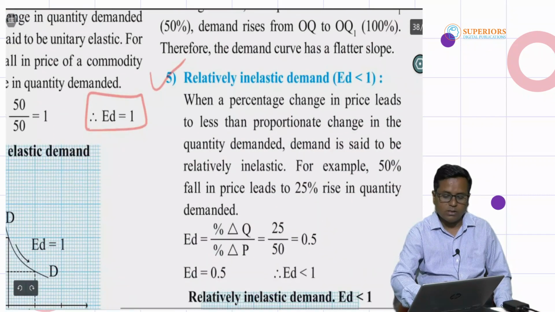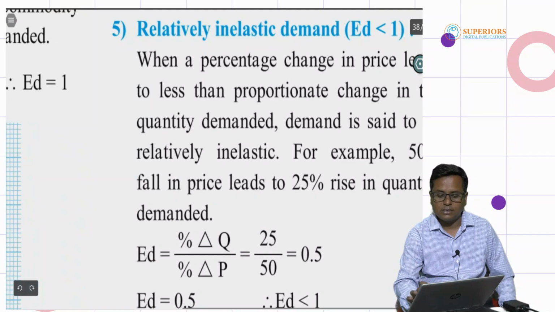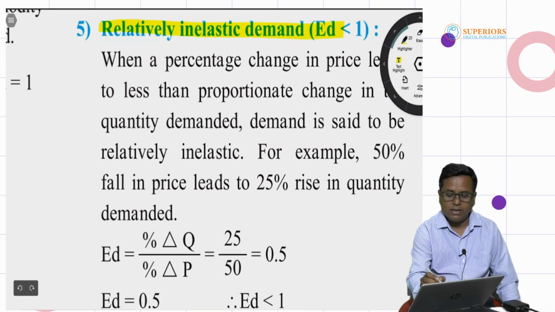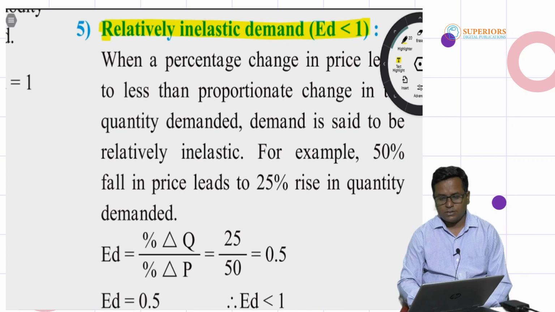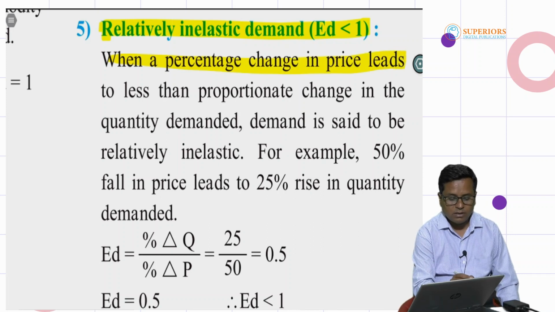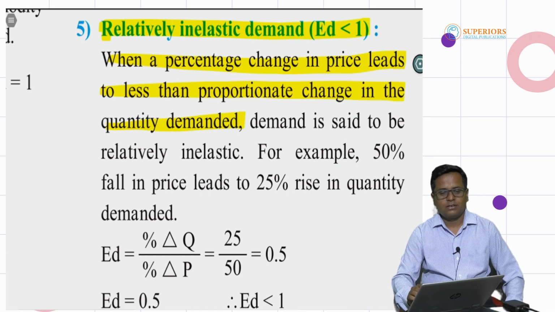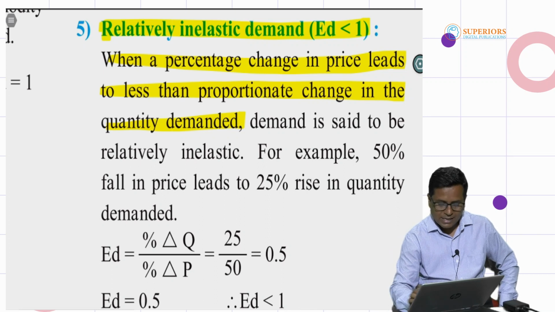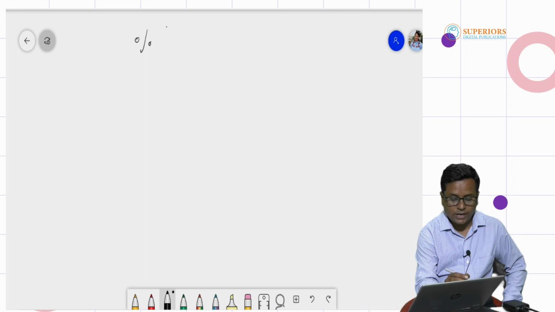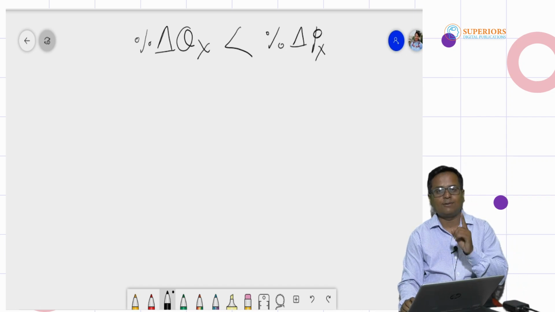Okay. Now, the last type of price elasticity of demand is what? Relatively inelastic demand. Demand is relatively inelastic when a percentage change in price leads to less than proportionate change in quantity demanded. In simple words, when percentage change in quantity demanded is less than percentage change in its price. Symbolically, percentage change in quantity demanded is less than percentage change in its price. There is said to be relatively inelastic demand.